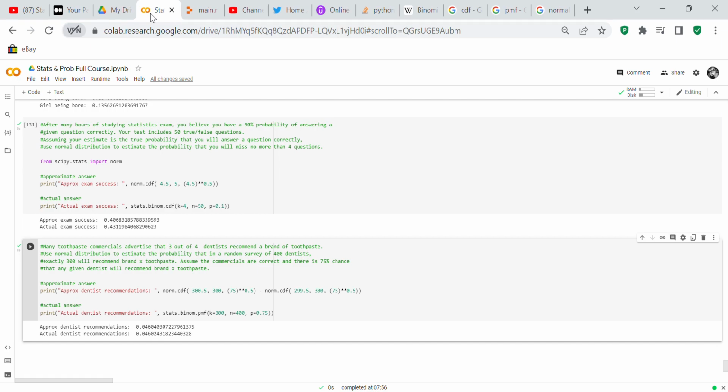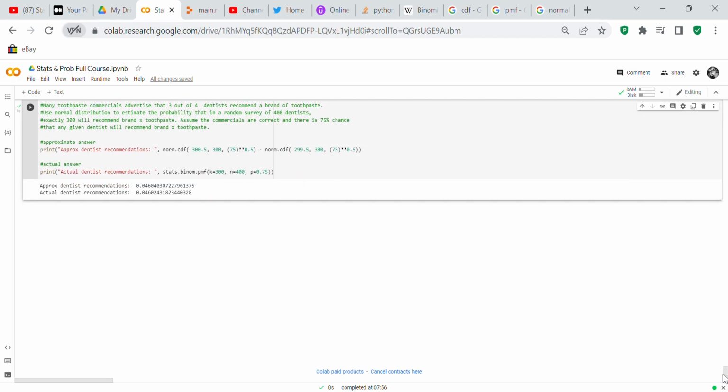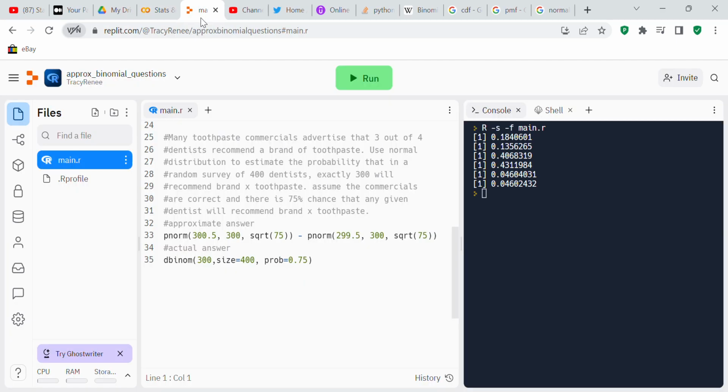So we've got the same questions, and we do from scipy.stats import norm. The approximate answer was norm.cdf(4.5, 5, 4.5 to the power of 0.5), and that's actually the square root of 4.5. Then the actual answer was stats.binom.cdf(k=4, n=50, p=0.1), and it gives you the exact same answers that you got in R. So now we'll go over to R.